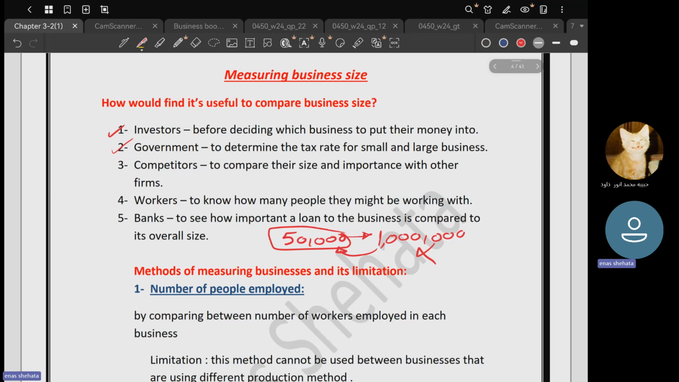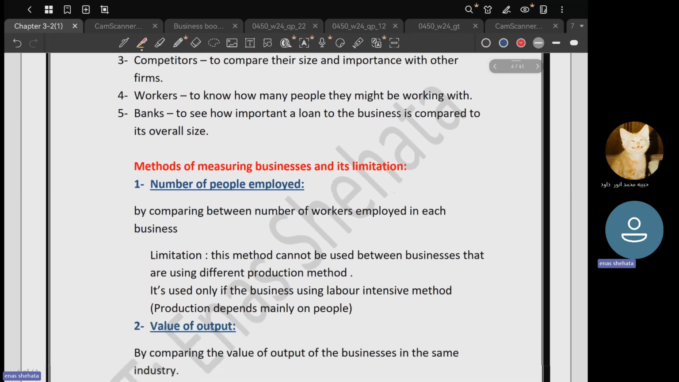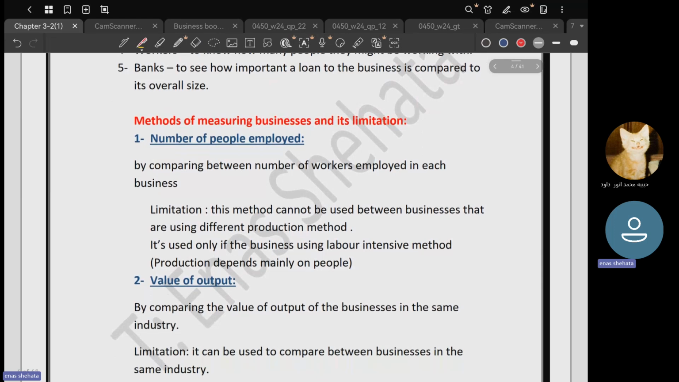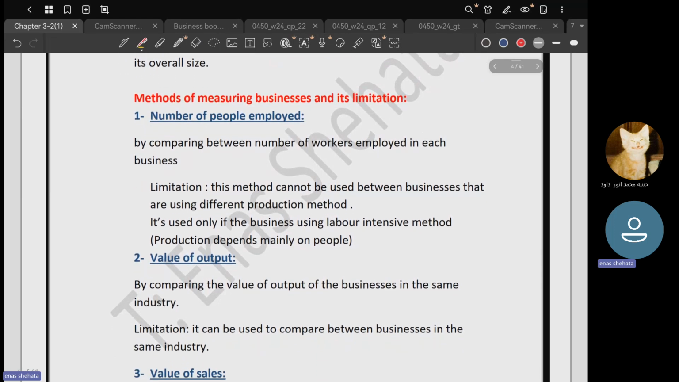But what about if your business is worth 5 million? Yes, in this case, I may give you this 1 million because you may be able to repay it in the future. But how will we compare the size of businesses? Now we said the methods. Who is interested in comparing the size? What are the methods that are used in order to compare different businesses?